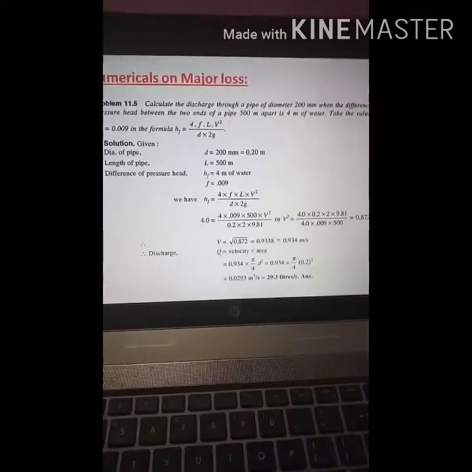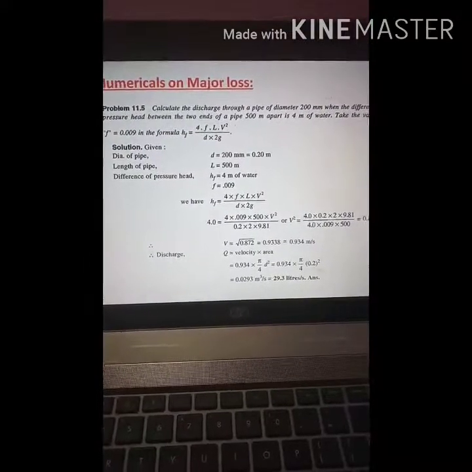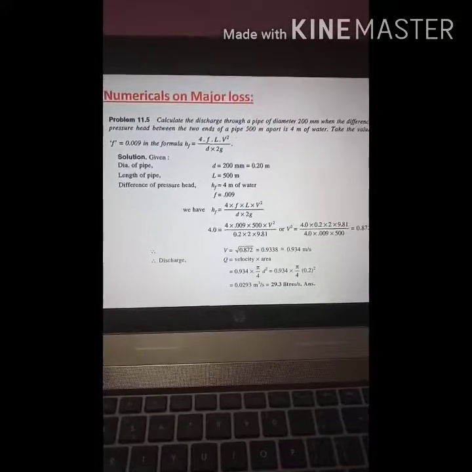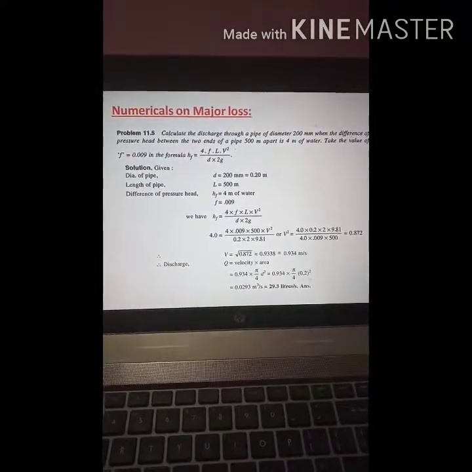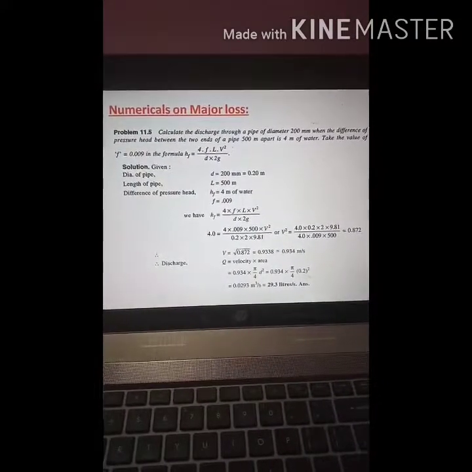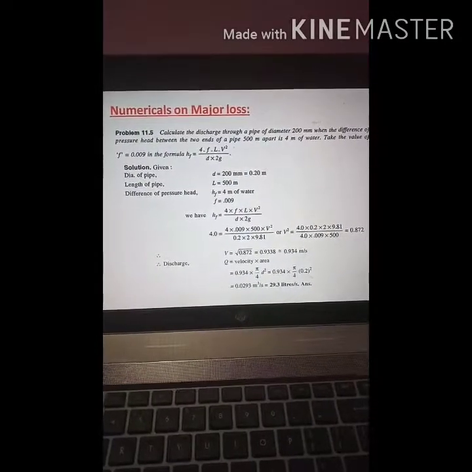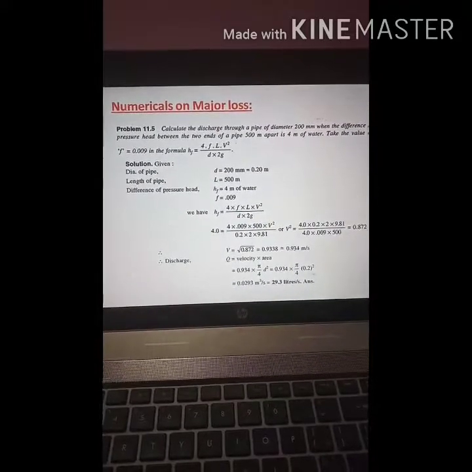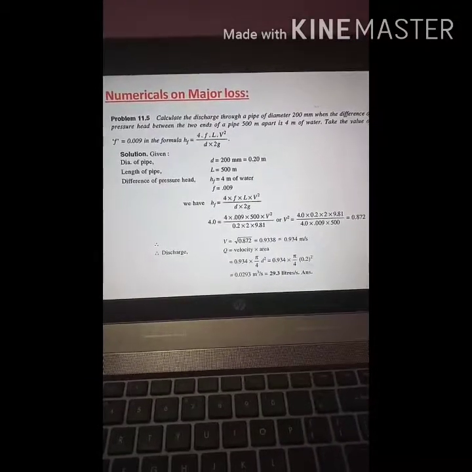Now let us see some numericals for major loss. The numericals are very simple. Let us see the first numerical. Calculate the discharge through a pipe of diameter 200 mm when the difference of pressure head between the two ends of the pipe 500 meter apart is 4 meter of water. Take the value of small f is equal to 0.009 in the formula hf is equal to 4flv square upon 2gd. Now it is a very simple problem.